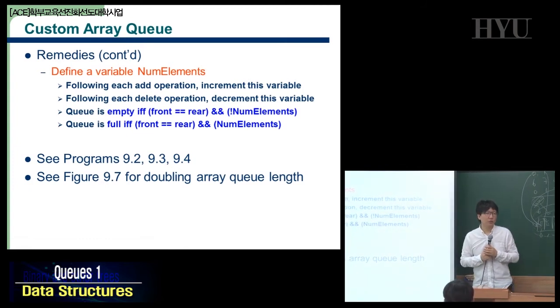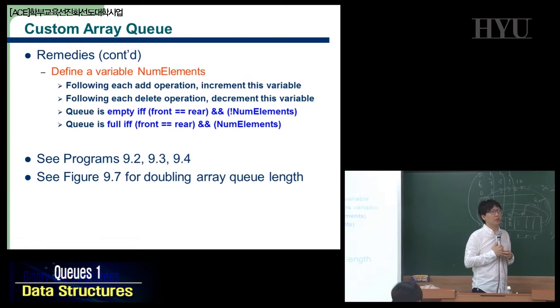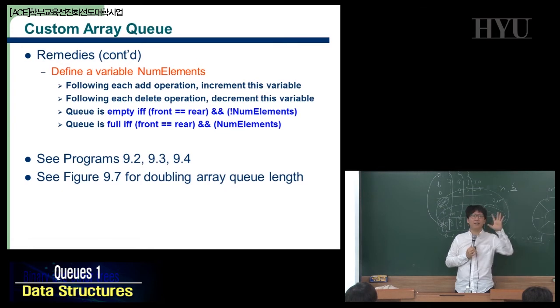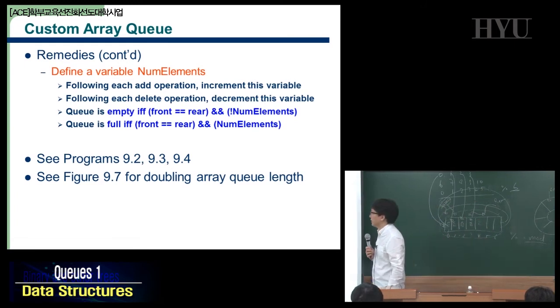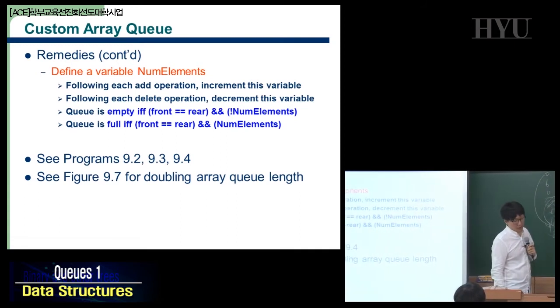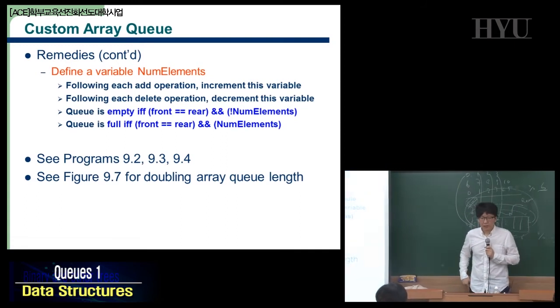And then when front and rear are equal, you also check this value, whether it is 0 or not. If the number of elements is 0, it means the queue is empty. If I add 5 elements and also do 5 deletions, 5 minus 5 is 0. Otherwise, if some value is left, it may not be empty at all. It could also mean the queue is full. So that's another way of checking using the number of elements.